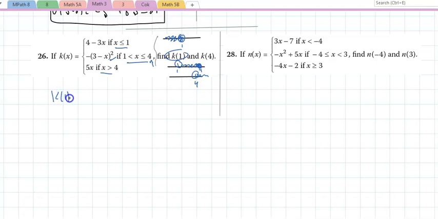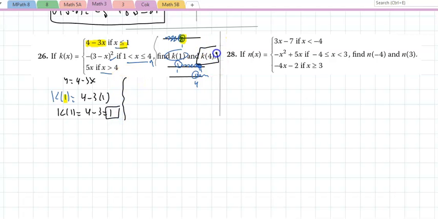K of 1 is saying find the y value when x equals 1. Where do you think 1 is? Isn't 1 included right there or right there? That's the y you're going to use. You're going to use, in this case, y equals 4 minus 3x. So if you put a 1 in there, isn't that 4 minus 3 times 1? And k of 1 will be 4 minus 3, which is 1.